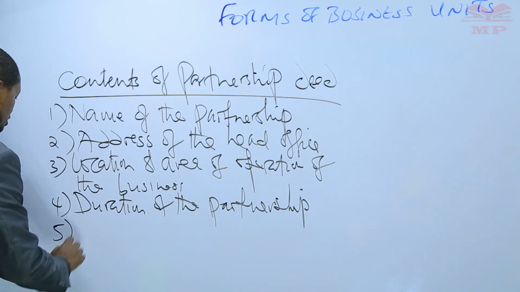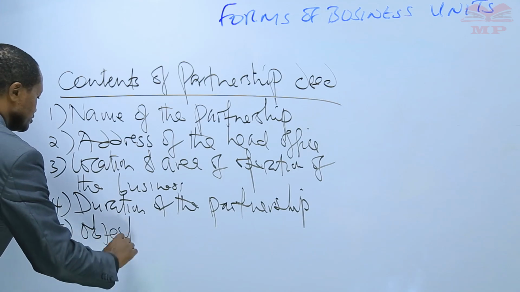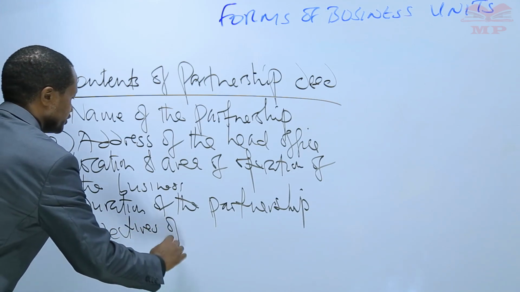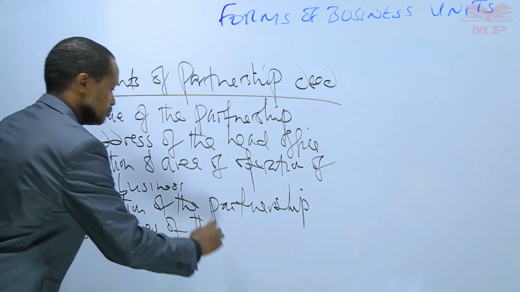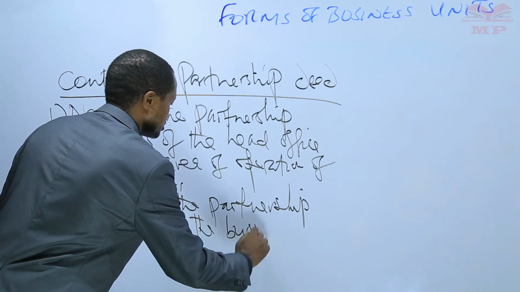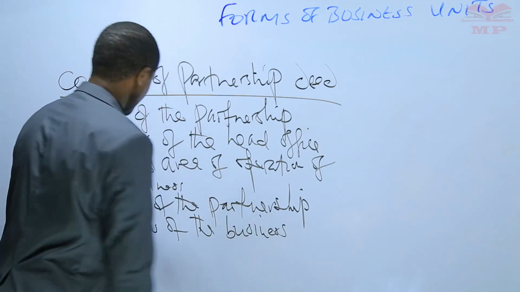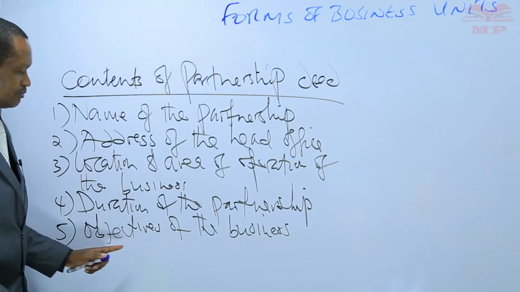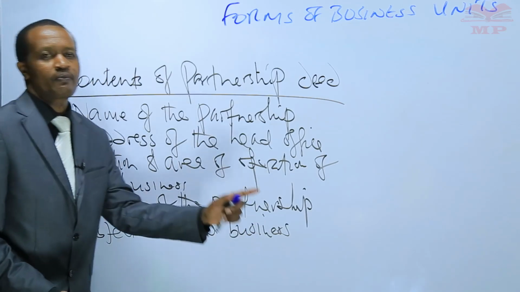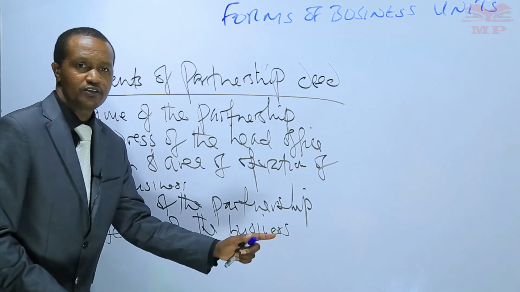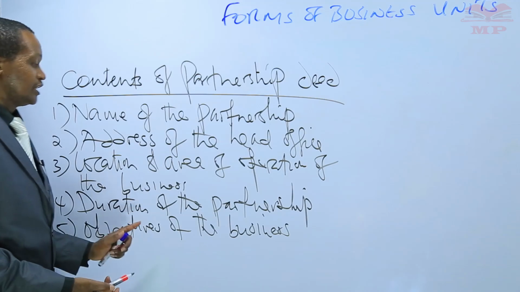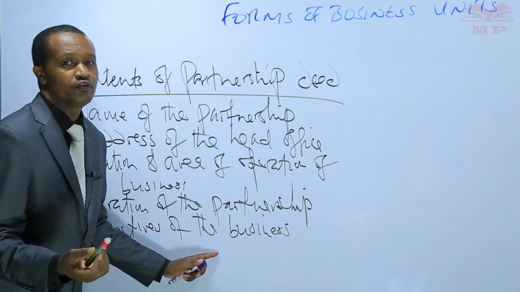Then there are the objectives of the business. Number 5, the objectives of the business. Why? What are the aims? What does the partnership intend to achieve? Why was it formed? For what purpose? These are the objectives of the business.